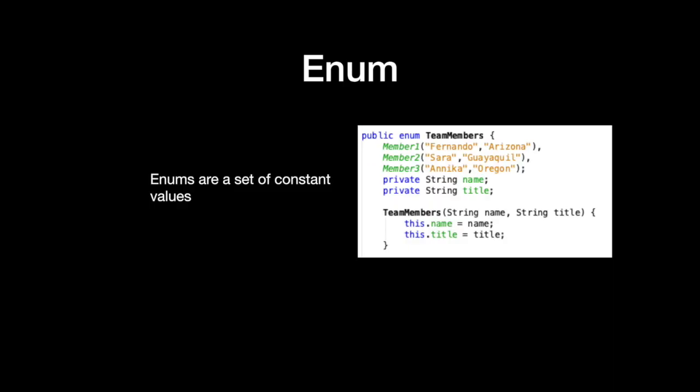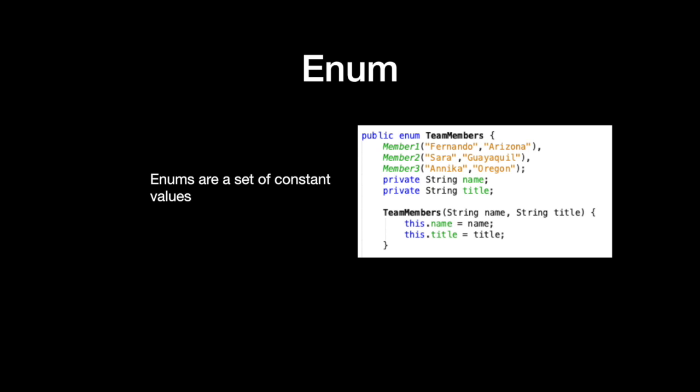The second thing is about the difference between enums, arrays, and array lists. An enum is a set of constant values. These values cannot be changed, and they are declared in the code.